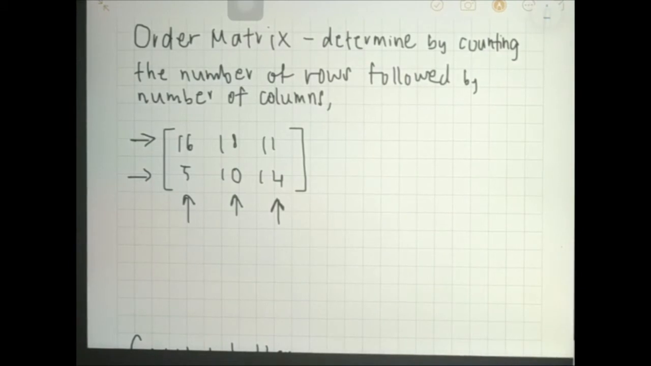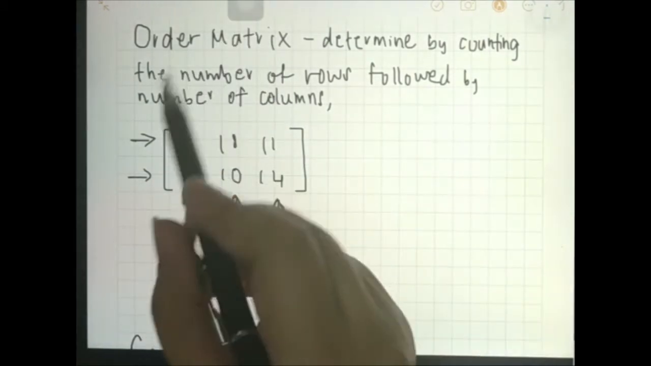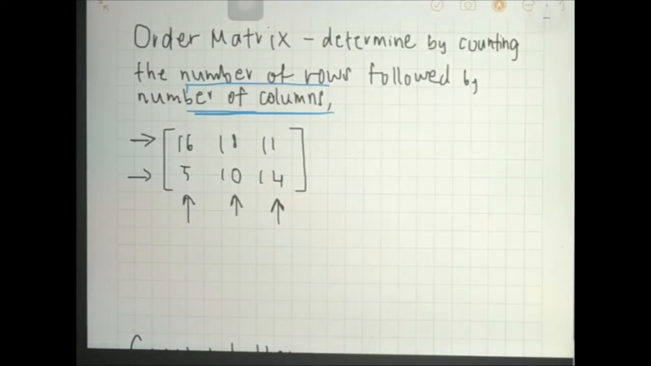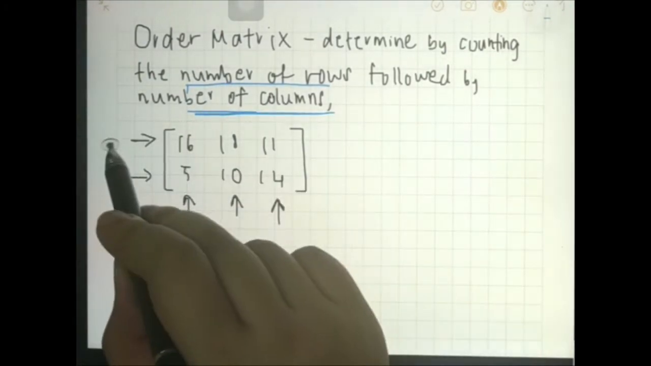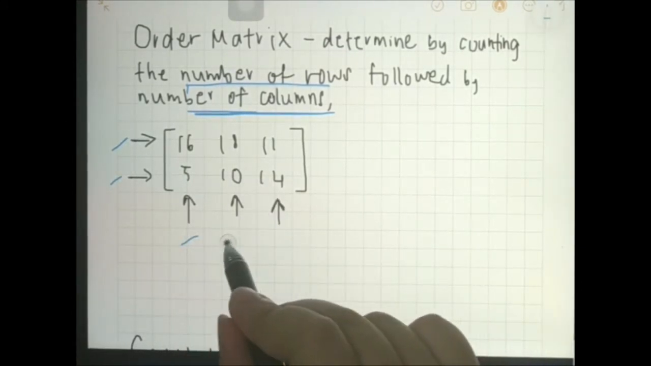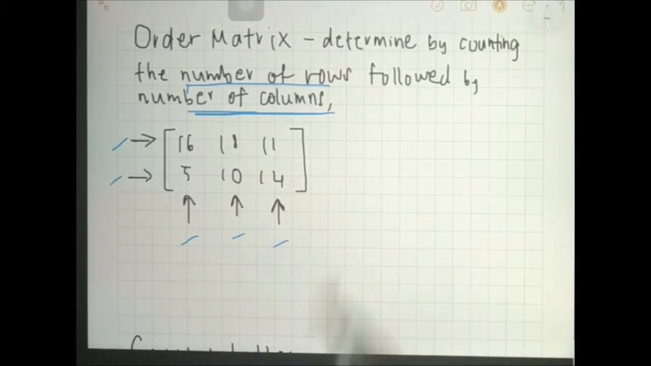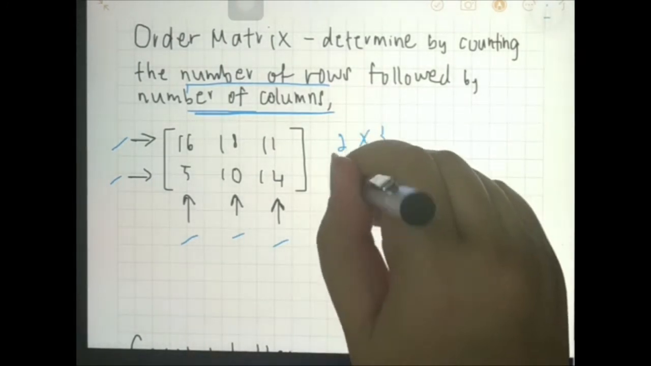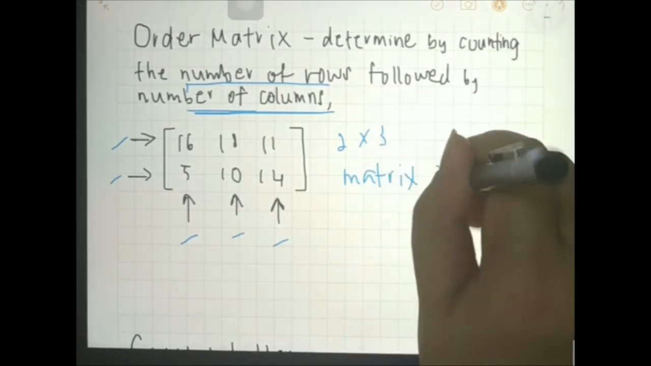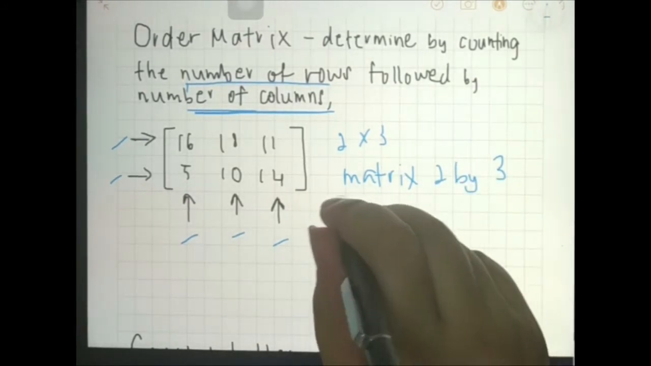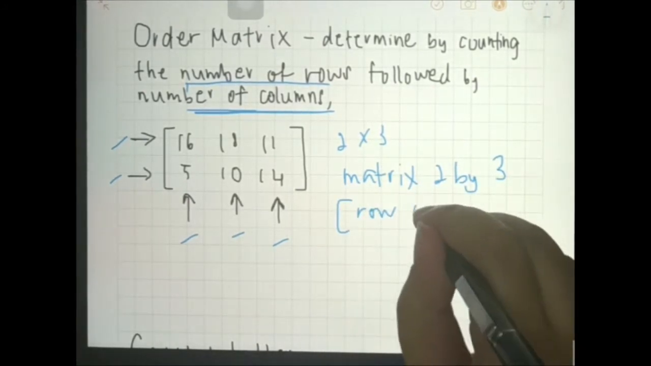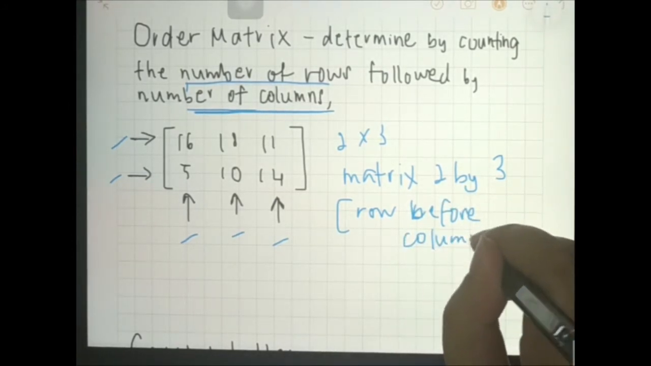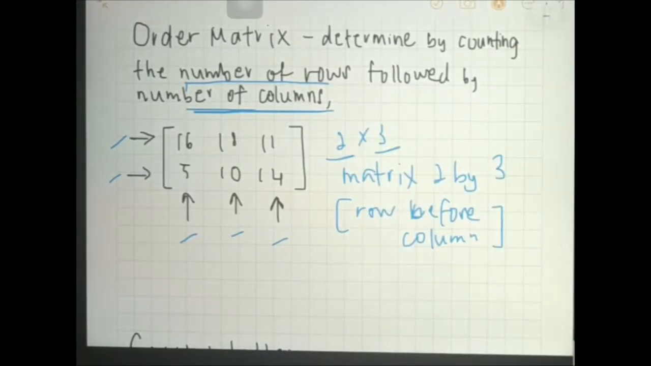Order of a matrix is determined by counting the number of rows, followed by the number of columns. So this matrix has 2 rows, 1, 2, and 3 columns, 1, 2, 3. It is a matrix with order of 2 by 3, or we can write it as matrix 2 by 3. The row always comes before the column. Okay, row comes before column.